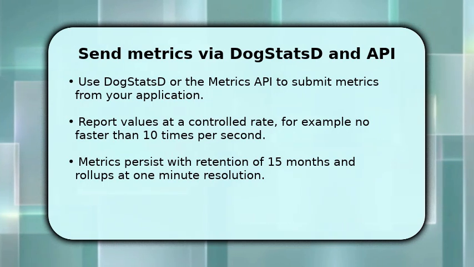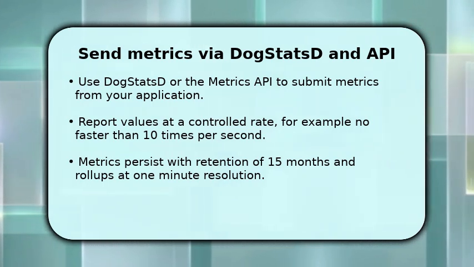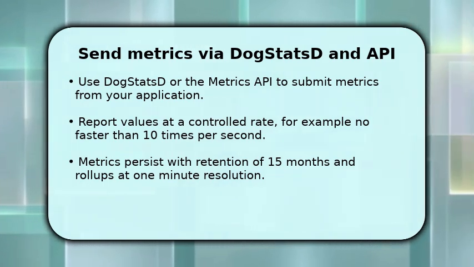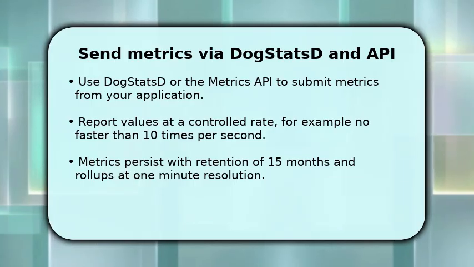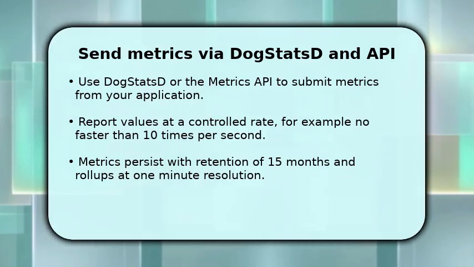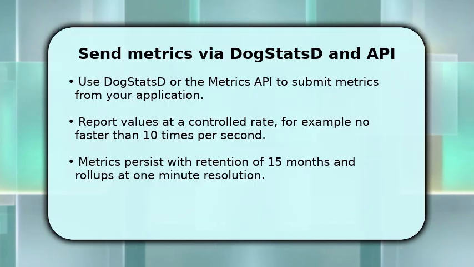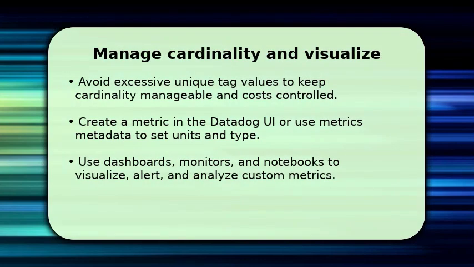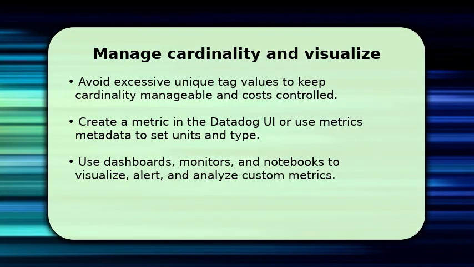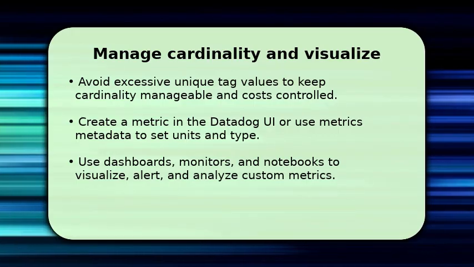Understand that custom metrics persist with retention of 15 months and rollups at 1-minute resolution. Monitor ingestion costs and tune emit frequency to balance fidelity and expense. Control cardinality by avoiding tags that create many unique values, like user ID. Avoid excessive unique tag values to keep cardinality manageable and costs controlled. Use tag templating and rollup keys when available to reduce series proliferation.